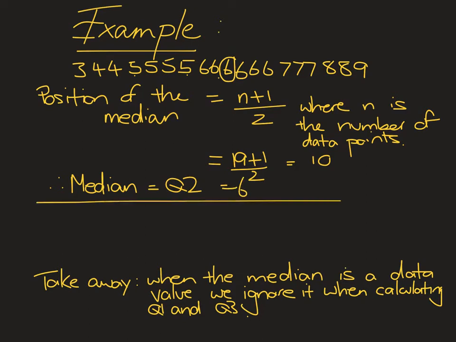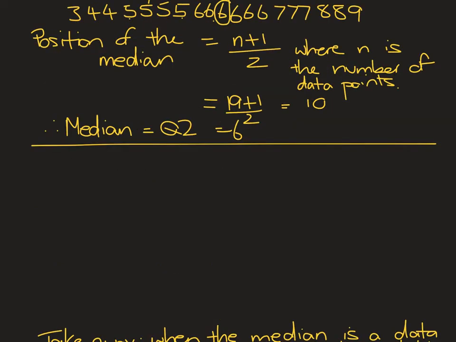Now, when we do this type of question and we have a value for the median which is an actual number, so it's not lying in between two data values, it's actually one of the data values, we actually ignore that value of the median.